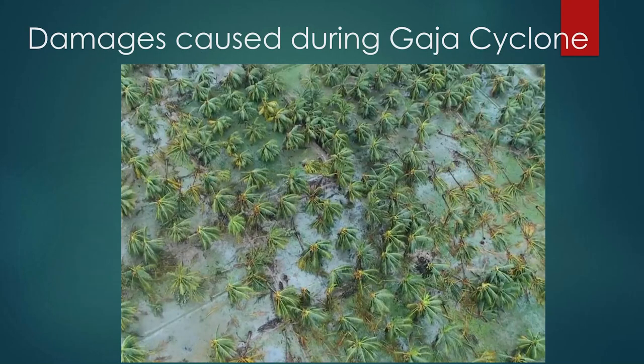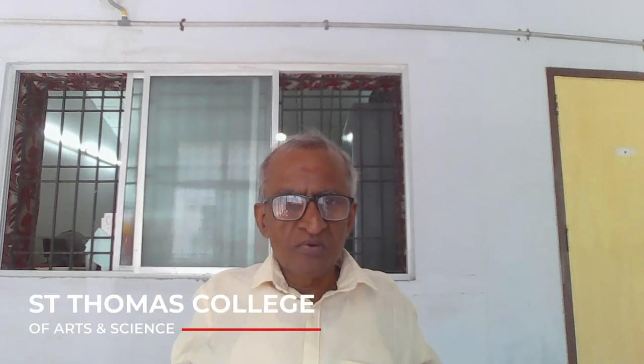This is Gaja cyclone damages. Something severe happened during Gaja cyclone. Gaja cyclone happened in 2018. Severe cyclonic storm Gaja originated as a low pressure storm over the Gulf of Thailand. The weak system intensified into a depression over the Bay of Bengal on November 10, 2018 and further intensified into a cyclonic storm on November 11, being classified as Gaja. Cyclone Gaja made landfall in South India at Vedaranyam in Tamil Nadu.